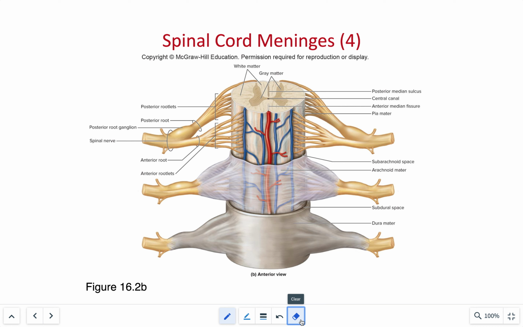So the next aspect is just a different version of this. When we're looking at the outside, we see the dura mater first. You can see how the dura mater actually completely goes over the top of the spinal nerve. So the spinal nerve would be here, remembering that the spinal nerve is a mixed nerve.